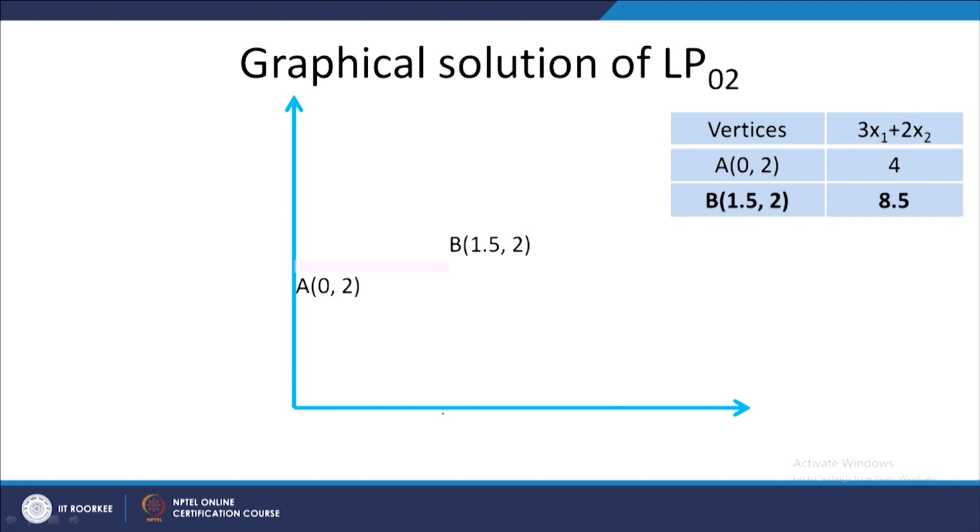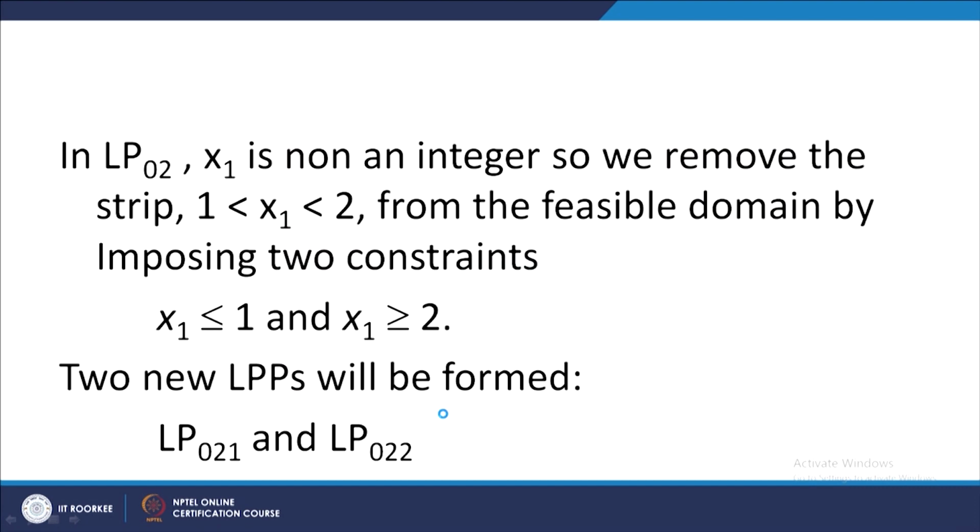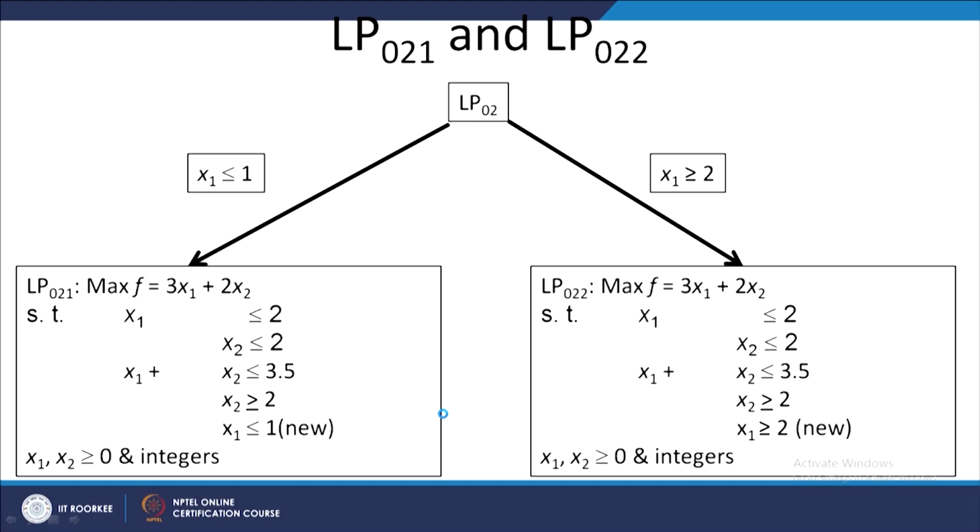Therefore, we will repeat the same process that we had done for LP0, that is, we will remove a strip, since in LP02 x1 is non-integer. We will remove this strip, 1 is less than x1 is less than 2, from the feasible region by imposing two constraints, x1 is less than or equal to 1 and x1 is greater than or equal to 2, which again will give rise to two more LPs, and we will call them LP021 and LP022. And this is what it looks like.